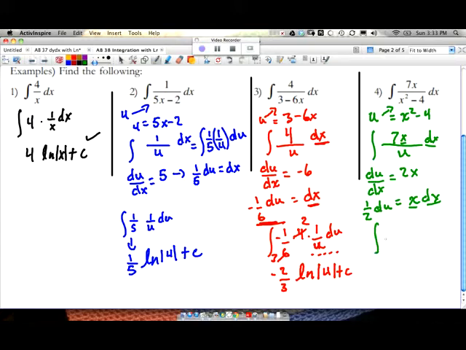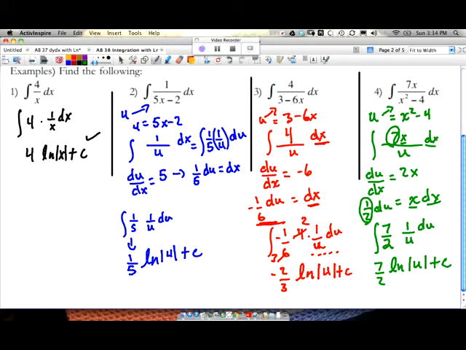So that means I'll have a 7 times 1/2, or just 7 halves, because that's the 1/2 and the 7 put together. And then we'd have 1 over u, because that u is still there, and du, because x dx is gone and replaced with du. So this time our constant is going to be 7 halves when we take the antiderivative. The antiderivative of 1 over u du is natural log absolute value of u plus c. And there we go.